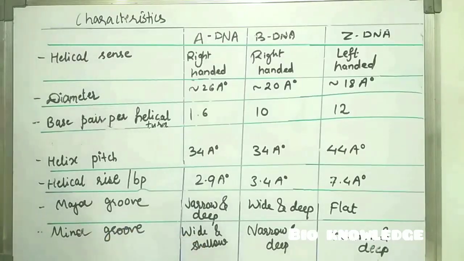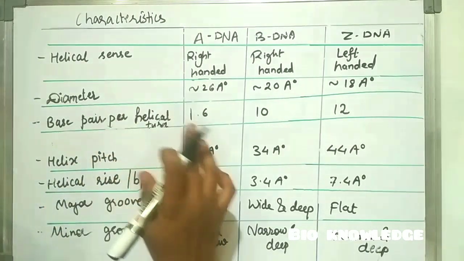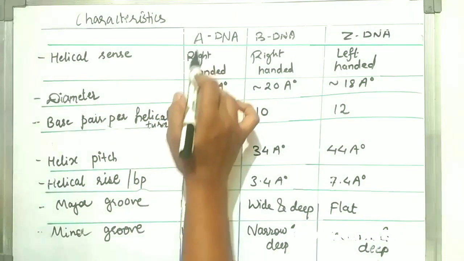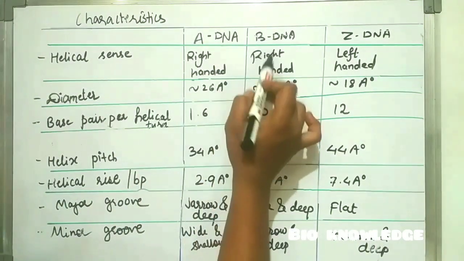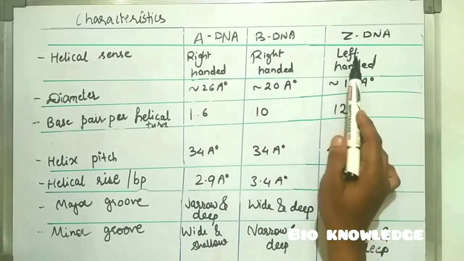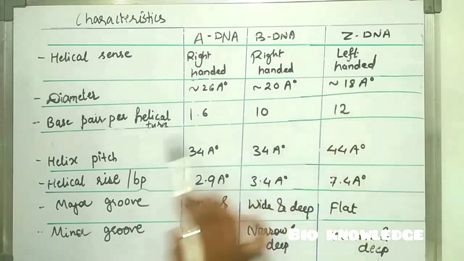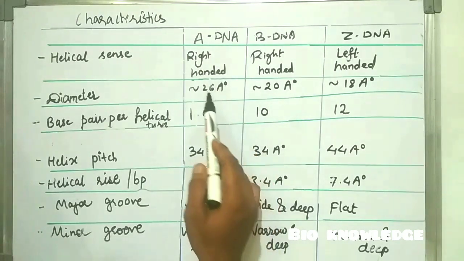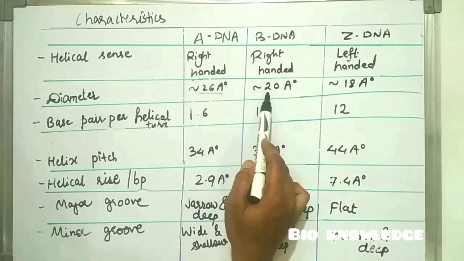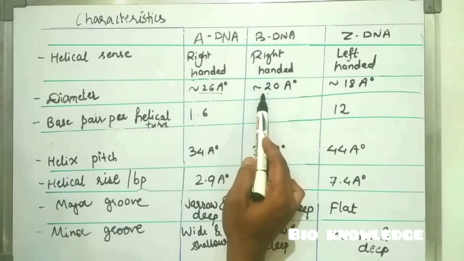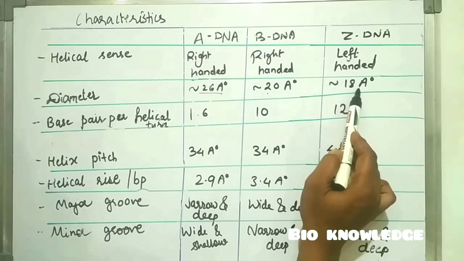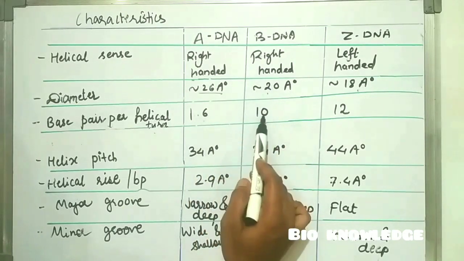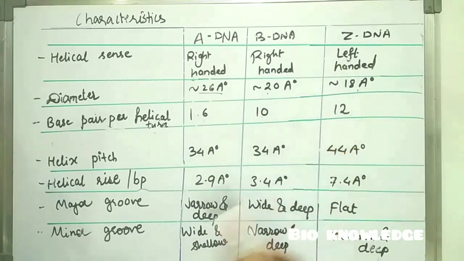So here are the characteristics of A DNA, B DNA and Z DNA. First one, helical sense is right-handed for A DNA, right-handed for B DNA, and left-handed for Z DNA. The diameter for A DNA is 26 angstrom. We have seen 20 angstrom for B DNA, and Z DNA 18 angstrom. Base pairs per helical turn is 11 for A, 10 for B, and 12 for Z.